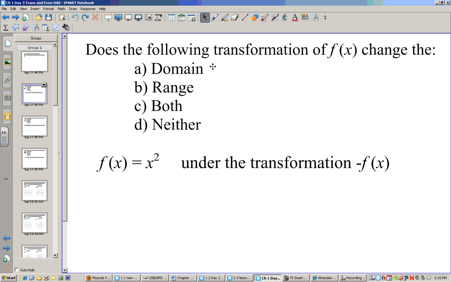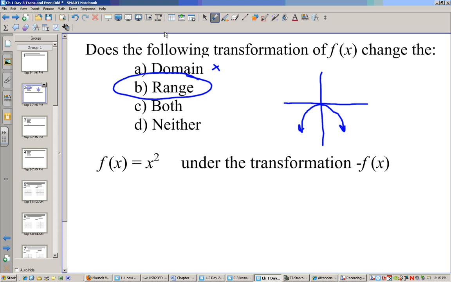Now in this situation, if we have y or f of x equals x squared and I have a negative f of x, what this does is it flips it over the x-axis. So the function will look something like this. So if that occurs, what changes? The domain, the range, both, or neither? Well, the domain is going to stay exactly the same. So it's not the domain. But the range, instead of going from 0 to infinity, now it's from negative infinity to 0. So the range is going to change.